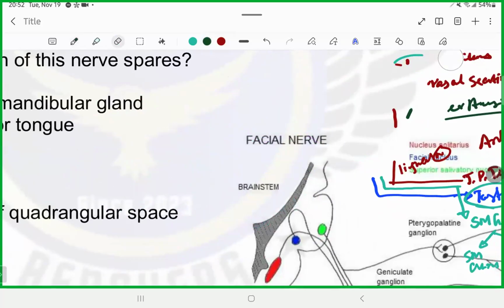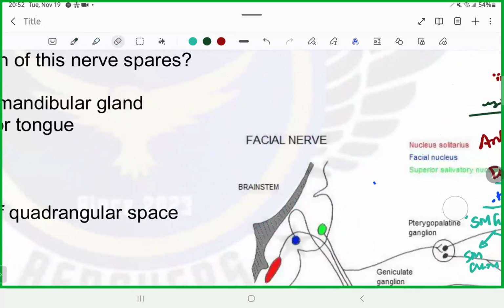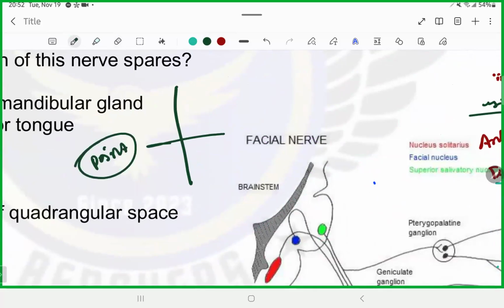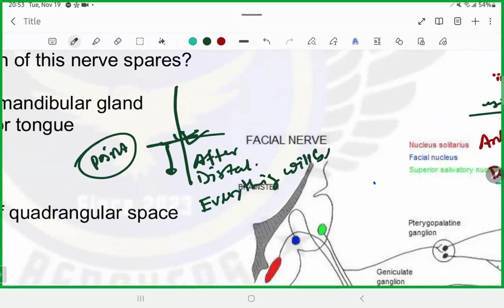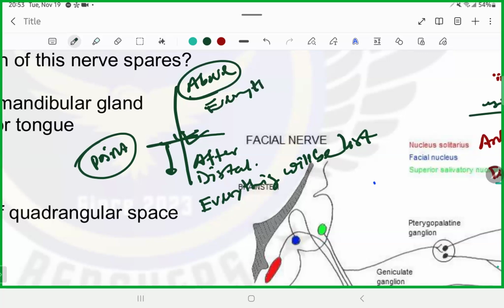Okay, just a quick recap. So anytime there is an injury in a nerve, the point of injury, if this is the point of injury, after it or distal to it, everything will be lost, and above it, everything will be preserved.